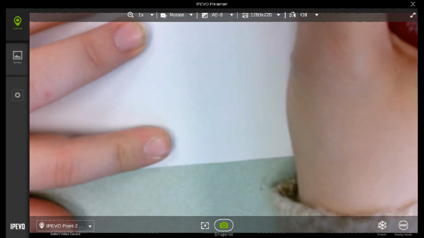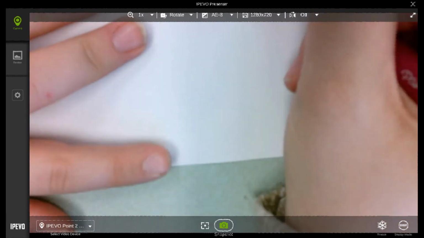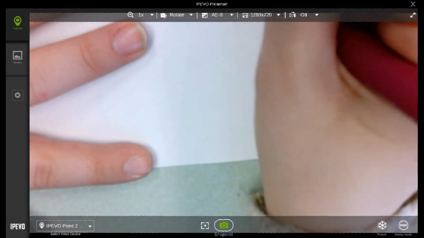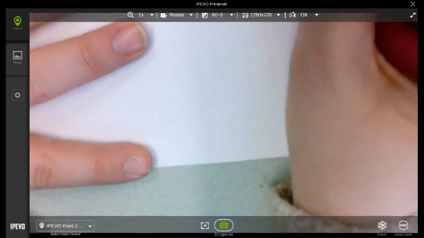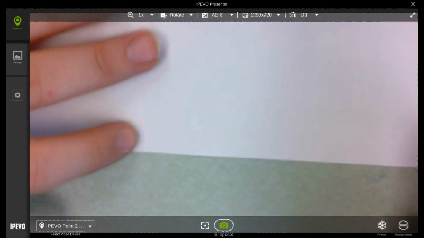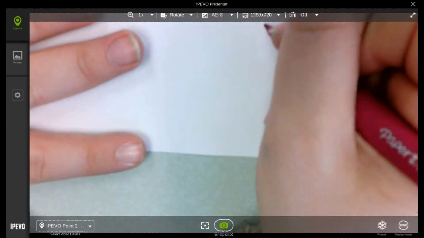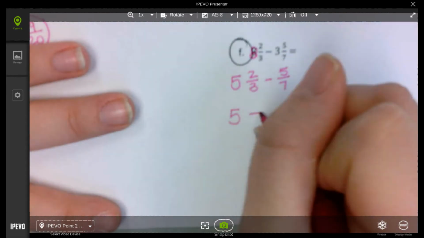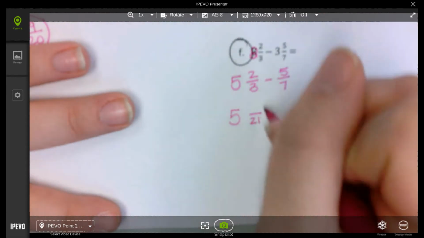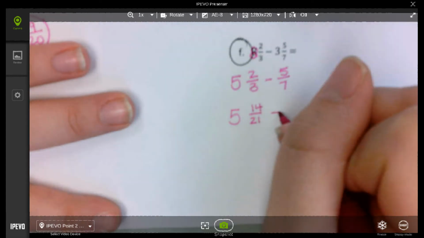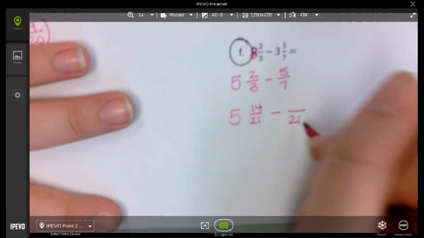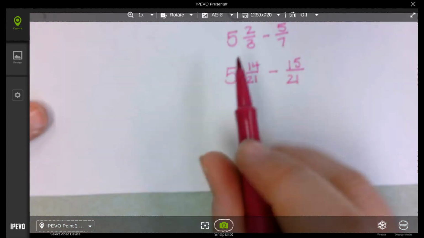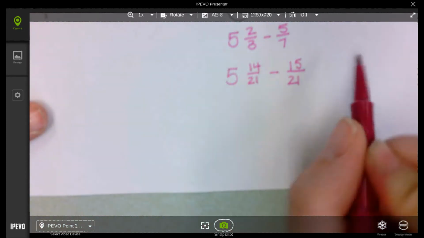All right, the last one, this is an 8. 8 minus 3, we're going to rewrite the problem as 5 2/3 minus 5/7. Okay, I'm going to rewrite it again with common denominators. 5 and something over 21. It's going to be 14 over 21 minus something over 21. It's going to be 15. Oh no, once again, 14 is smaller than 15.